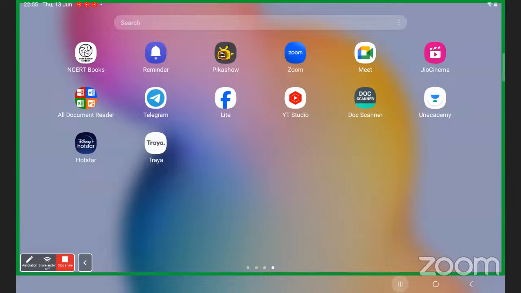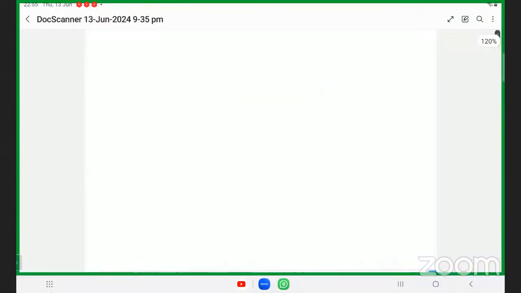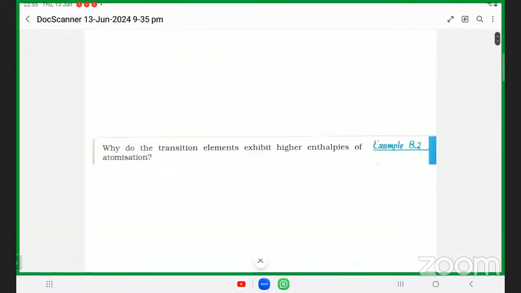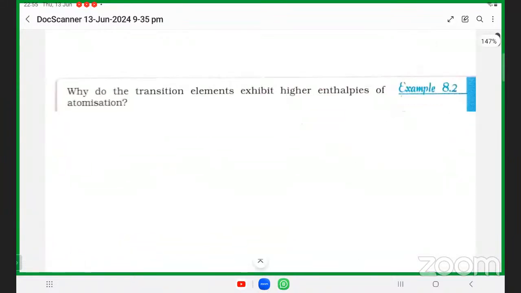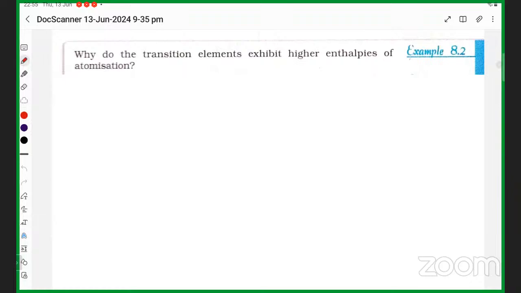So here you see some questions I'm giving you, and you need to explain them. The question number 1, these problems are from the d-block elements. Why do transition elements exhibit higher enthalpy of atomization? What is the reason? Enthalpy of atomization means to convert into atoms.